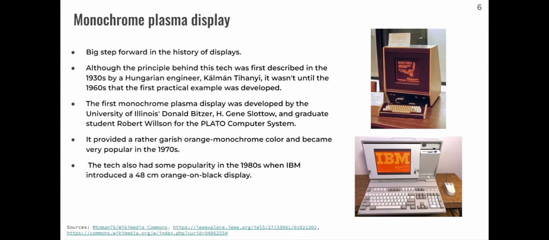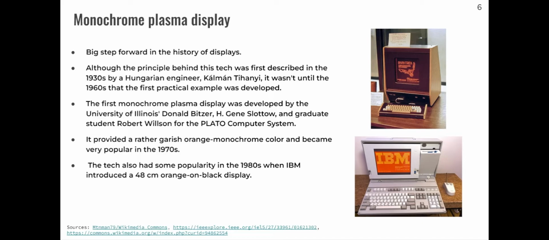Moving on, we have the monochrome plasma display. So this was a very big step forward in the history of displays. Although the principle behind this tech was first described in the 1930s by a Hungarian engineer, Kalman Tihanyi, it was not until the 1960s that the first practical example was developed. The first monochrome plasma display was developed at the University of Illinois by Donald Bitzer, H. Gene Slaughter, and a graduate student, Robert Wilson, for the Plato computer system.